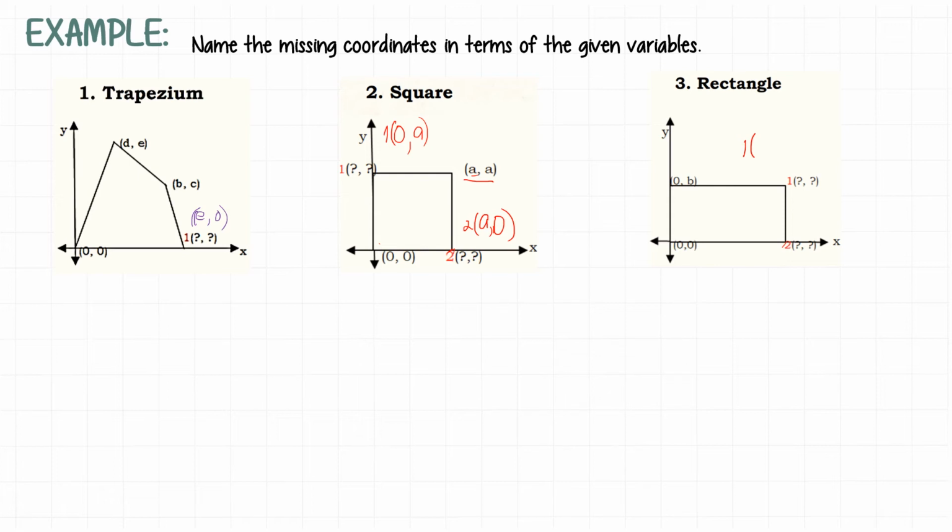Walang ibinigay. Sige. Ang x nito ay, we'll use a. Yan. Ang y niya, ang kapantay niya, si B. And then si 2, ang a niya ay si A, ang y niya ay 0.